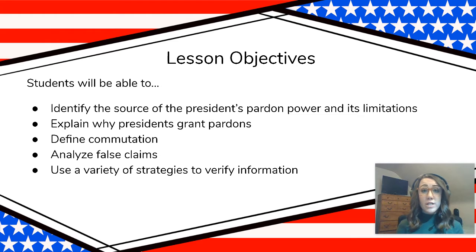First of all, our objectives for today's lesson are that we are going to identify the source of the president's pardoning power and any of its limitations. We're going to talk about why the president might grant a pardon. We're going to define a term called commutation. We're going to analyze some false claims, and we're going to use a variety of strategies to verify the information.